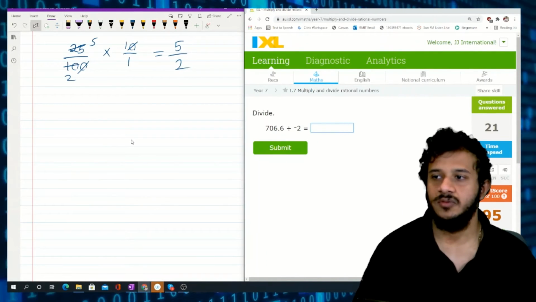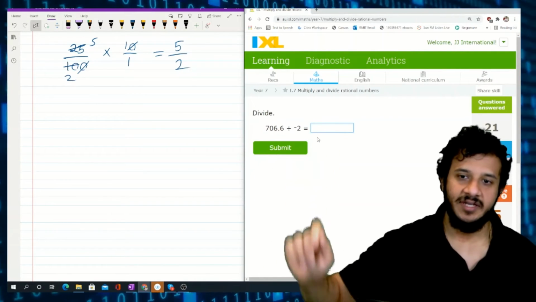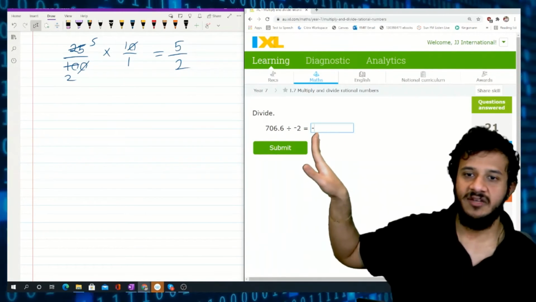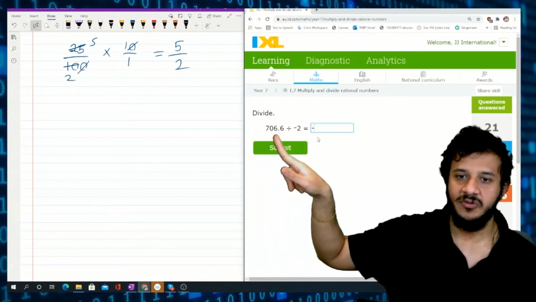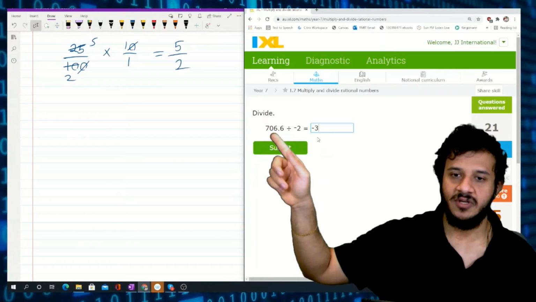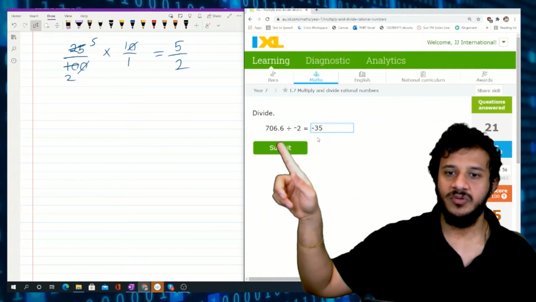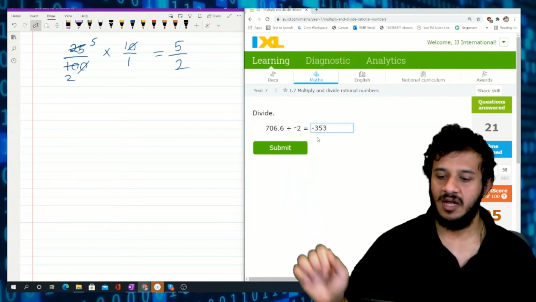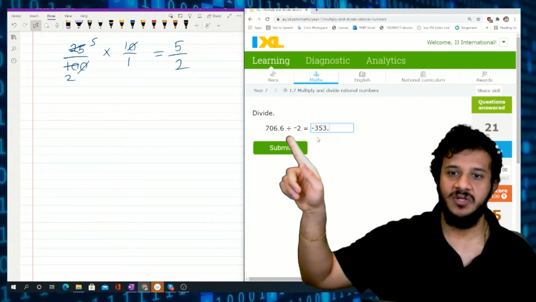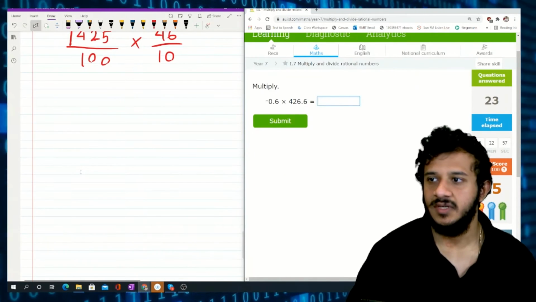Okay, so this thing I can just do it from my brain itself. A positive divided by a negative is negative, and now we are trying to divide by 2's. How many 2's can go into a 7? 3. Left over 1. That 1 goes to this 0. Now this is a 10. How many 2's can go into 10? 5. How many 2's can go into a 6? 3. And I'm passing the point, so point comes in. How many 2's can go into 6? 3.